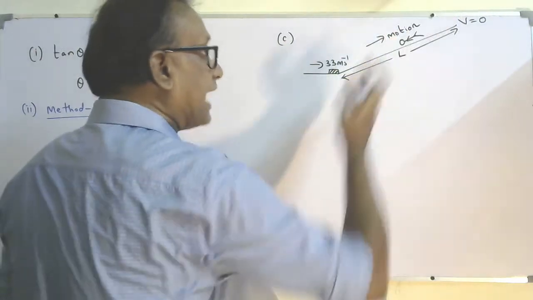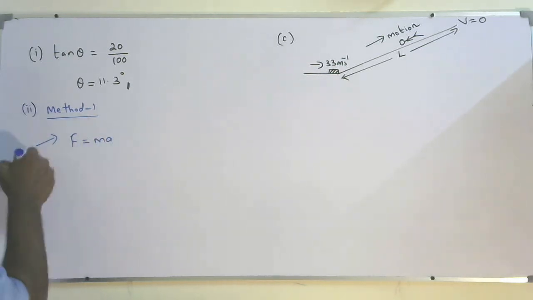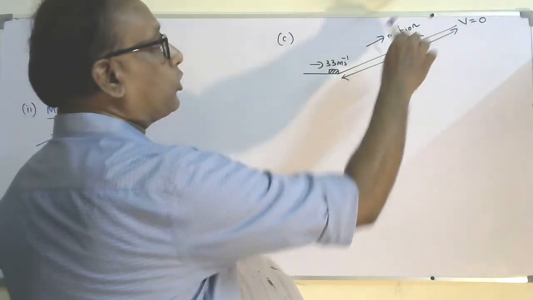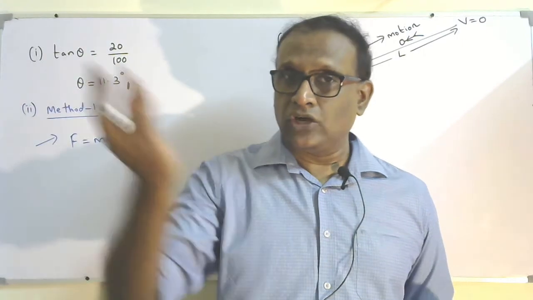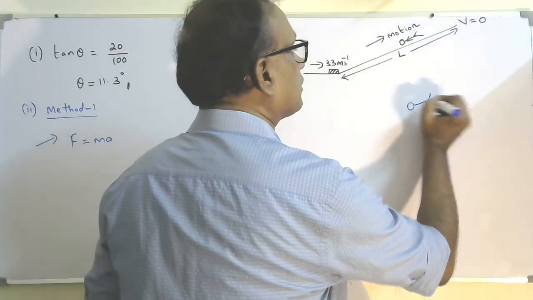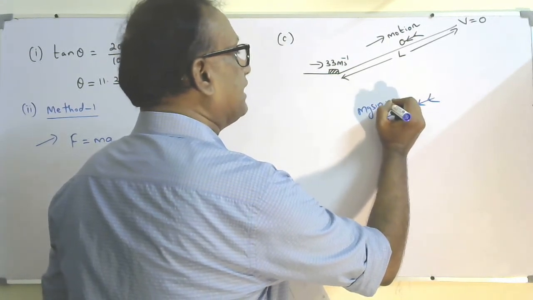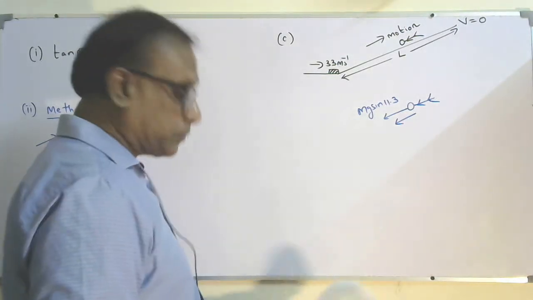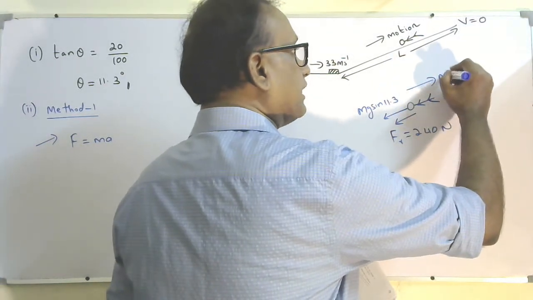So he's moving this way and decelerating. I'm using F equals ma along the direction of motion, this way. His mass is given, 95 kilograms. The component of the weight will act along the slope, that we know, mg sin theta. If I think about the free body force diagram for the athlete, the weight is acting along the slope down, mg sin 11.3 degrees. Also, he is exerting a resistive force to stop his body, that is Fr equals 240 Newton. Both forces are opposite to the direction of motion.